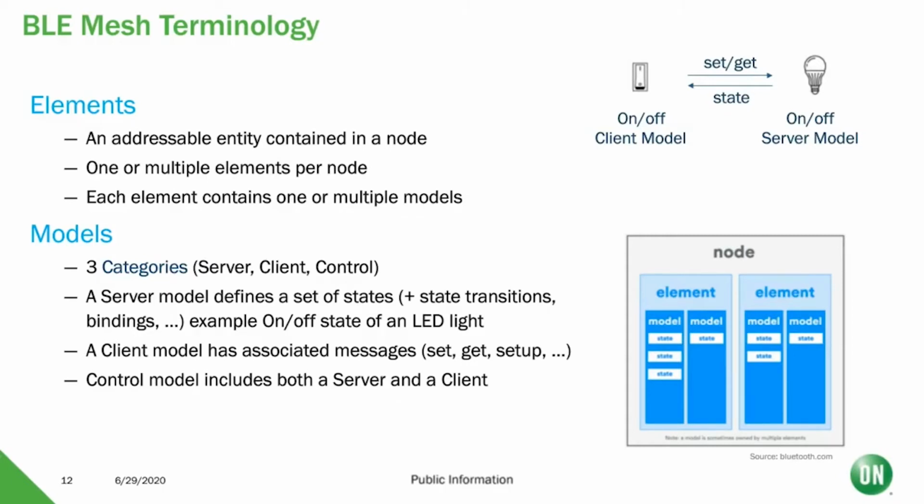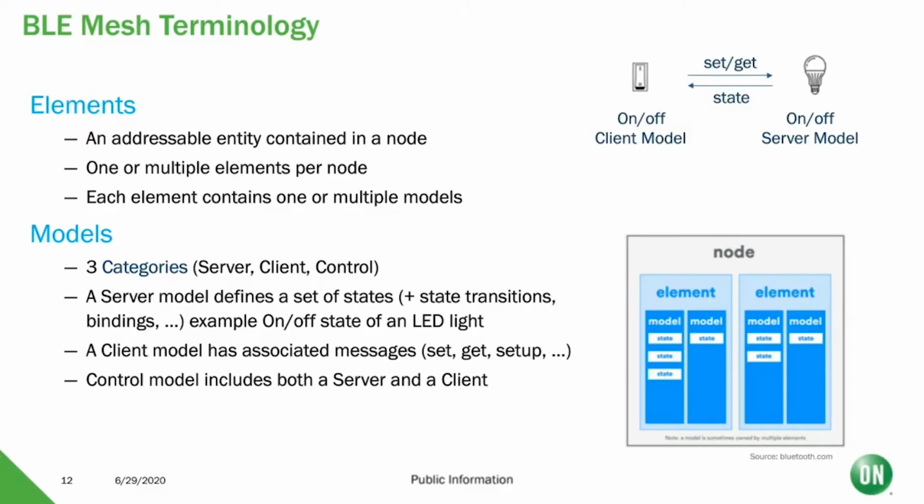And each element will have various models. I'll briefly tell you what models are. But that's sort of the general layout of a node itself. A node comprises of multiple elements, again optional. It'll have at least one element, and the elements comprise of various models. It'll have a base model and multiple other optional models it might support. Now, what is a model?